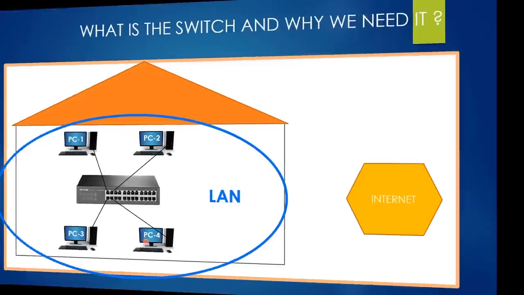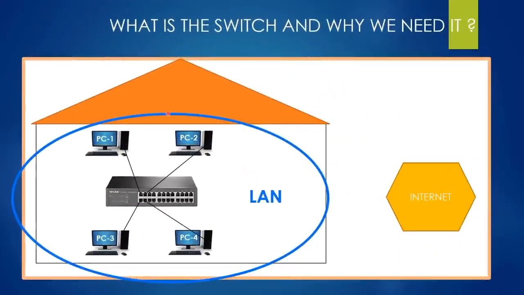Wonderful. And currently, these computers can communicate with each other. But how exactly does this communication happen from a switch perspective? Let's take a look at this. Let's say PC1 wants to communicate with PC4. So it will send a packet to the PC4.